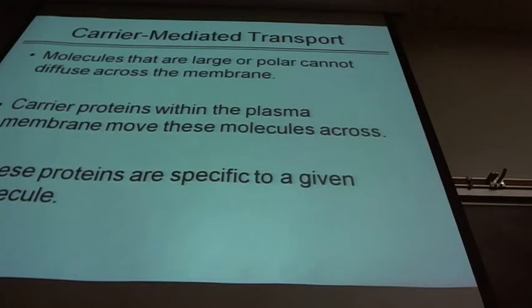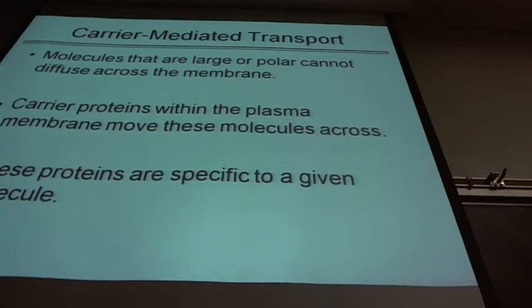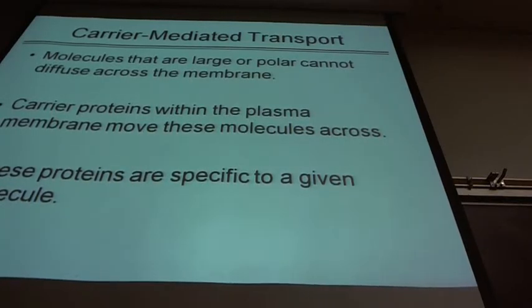Carrier-mediated transport. Okay. Some molecules are too large to diffuse across the membrane. So your cell needs them. You're going to have to get them across. Or the cell wants to maintain certain concentrations of it between the inside and the outside of the cell. Carrier proteins within the plasma membrane move the molecules across. These proteins are specific. It's not a generic carrier protein that just takes everything in. They're specific.